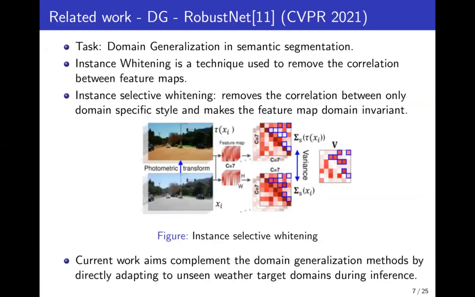So domain generalization aims to generalize well on unseen target data. However, current existing domain generalization techniques do not perform well in adverse weather and illumination conditions. Current work aims to complement the domain generalization settings by directly adapting to unseen weather target domains during inference.